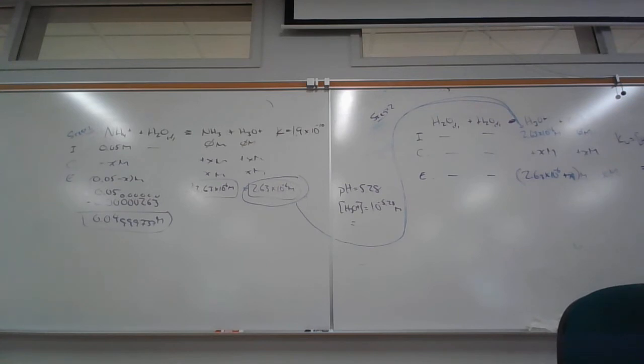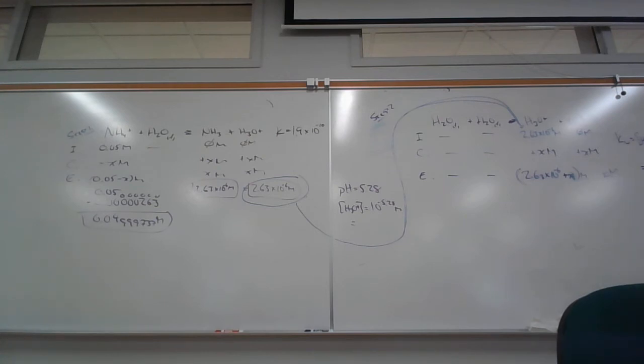Okay, so we need to justify the simplifying assumption. The percent change is going to be 3.8 times 10 to the negative 9 over the original. The original was 2.63 times 10 to the negative 6, times 100%. So I'm going to take this divided by 2.63 times 10 to the negative 6 times 100. And so the percent change is 0.14%.